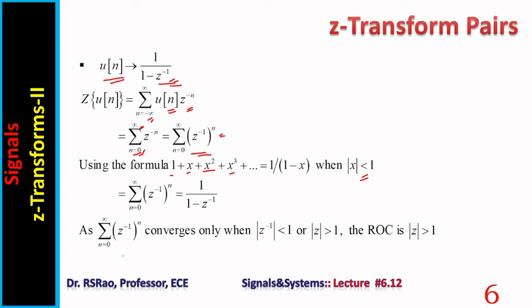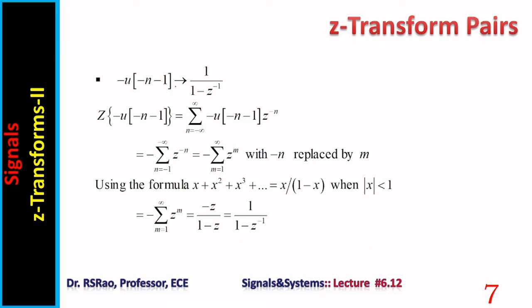As the summation sigma n equal to 0 to infinity of z power minus 1, whole power n, converges only when mod z power minus 1 is less than 1, or mod z is more than 1, ROC is magnitude of z more than 1.